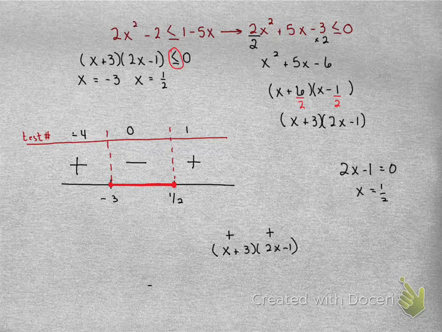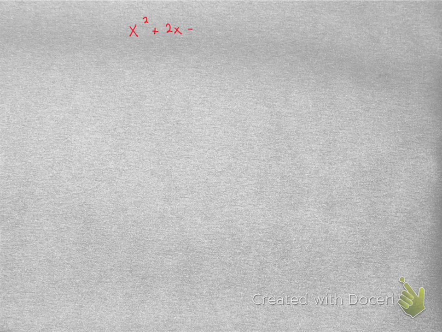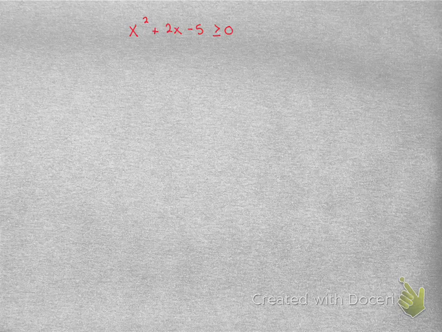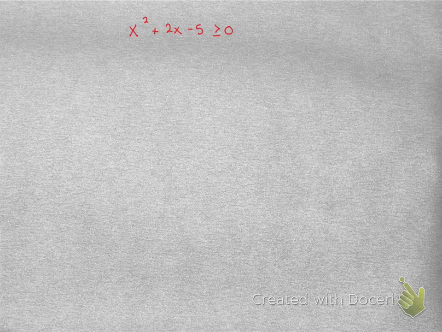Okay, and when we get to the end of this, I'm going to show you graphically what that looks like. Okay, now example 3: x squared plus 2x minus 5 is greater than or equal to 0. Okay, so there are not two numbers that I can multiply to be 5 and add to get 2. So we're going to use the quadratic formula in here.